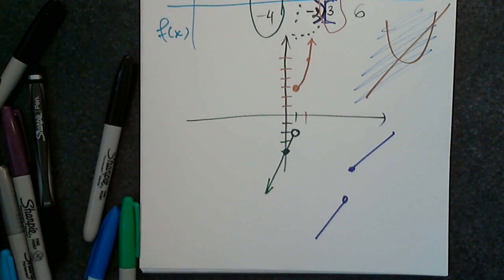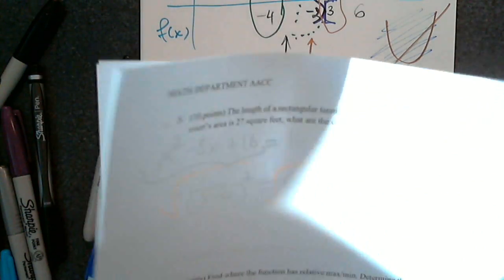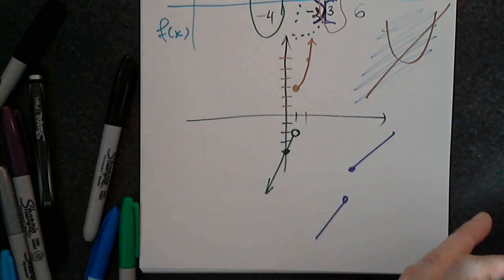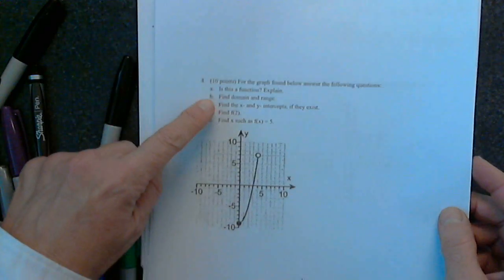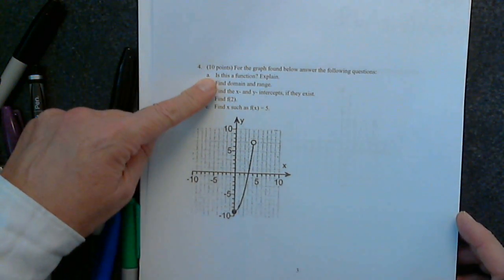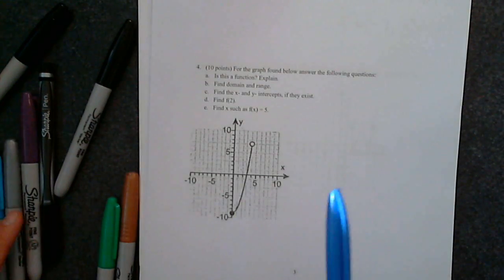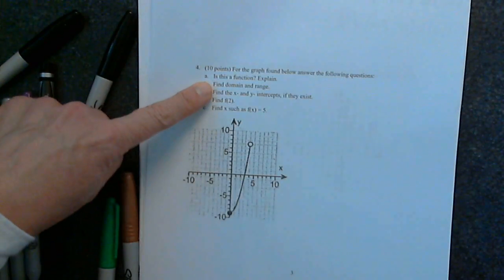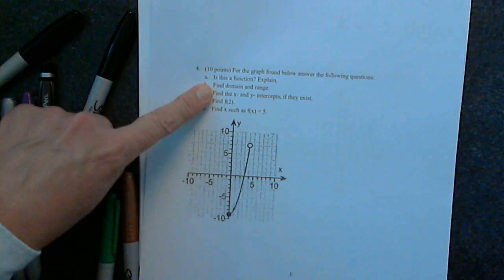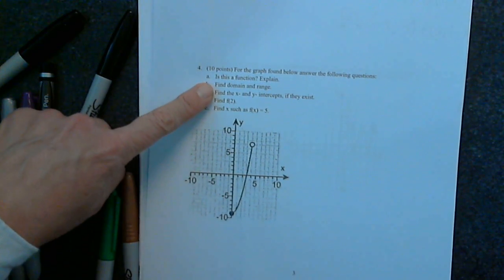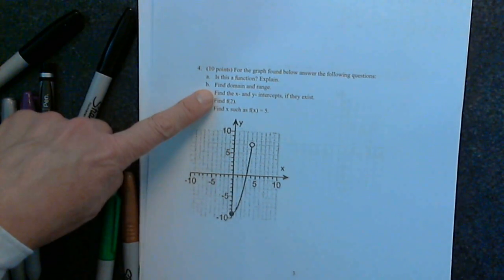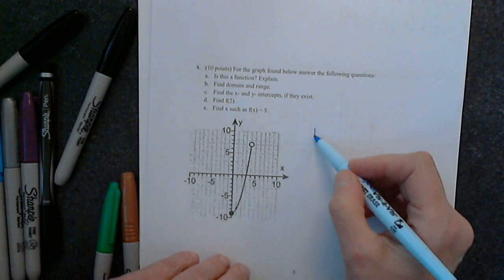Good. Anything else from here, please? Number 4. Number 4 it is. Number 4. Is this a function? Yes. A yes answer is not 100% full credit. Because it's also 1. Excellent. That's 100%. Perfect. Find the domain. What is the domain of this function?